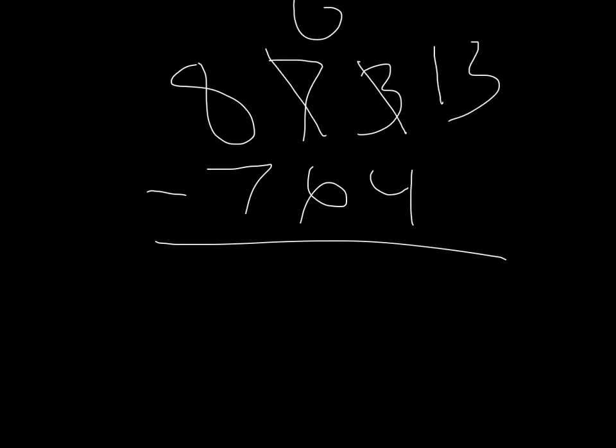3 can take away 4, so it turns into a 13. 7, it turns to a 6. So, 13. It equals a 9. And 6 minus 6 equals 0. 8 minus 7 equals 1. 109.